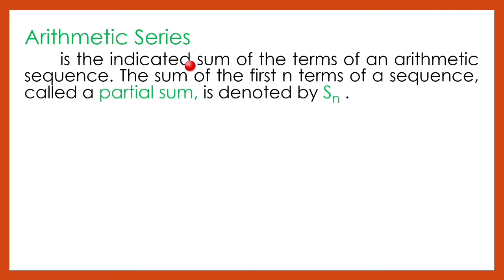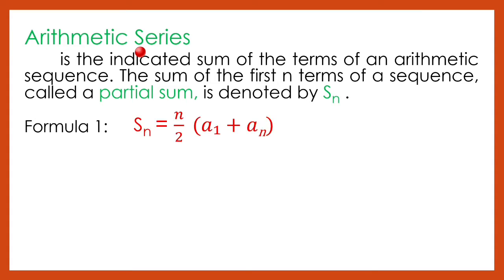So, yung mga sum ng mga terms ng arithmetic sequence ay tinatawag na arithmetic series. We can find the arithmetic series using formulas. Meron tayong dalawang formula sa paghanap ng arithmetic series. Formula 1. S sub n equals n over 2 times the quantity of a sub 1 plus a sub n. Kung ang a sub n is given, ito ang ating gagamitin.